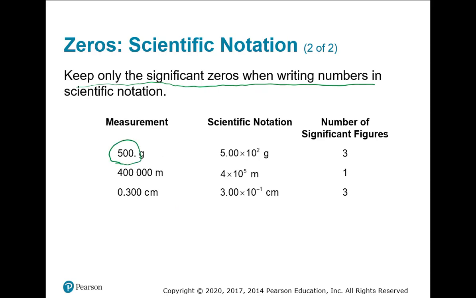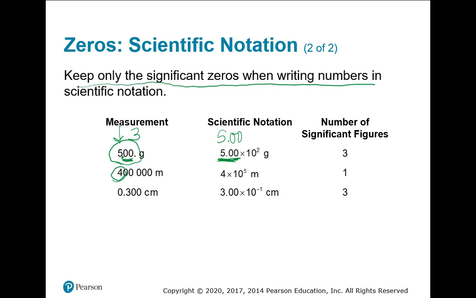If I said I had 500 point. Again, this was 3 significant figures, so if I write it in scientific notation, I would say 5.00. I need the 3 significant figures, and when we write it in scientific notation, it has to be a number between 1 and 10. So my decimal point would go right there to make it 5. But I need to include those zeros. 5.00 times 10 to the second grams.